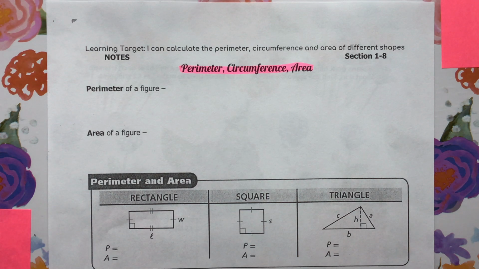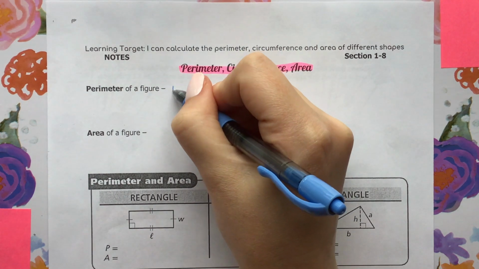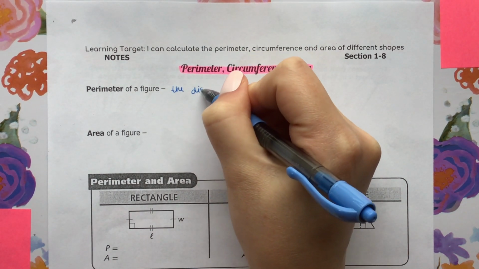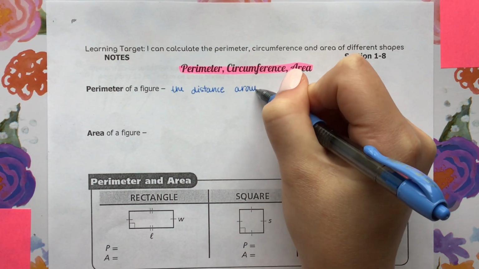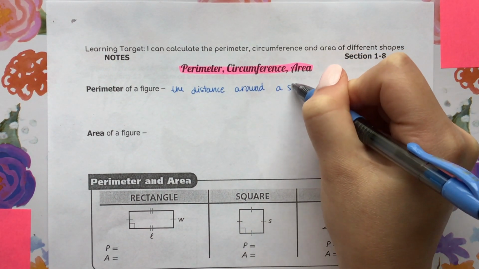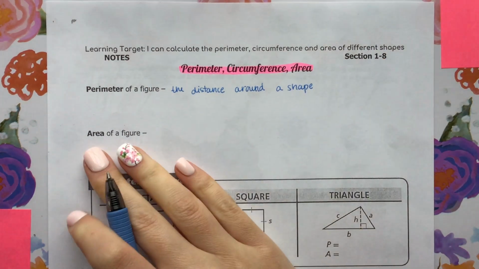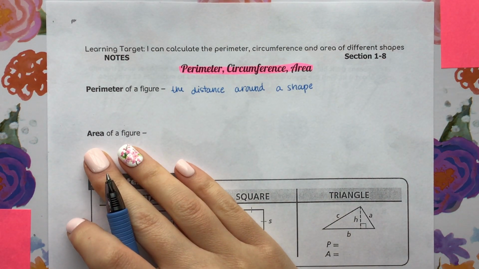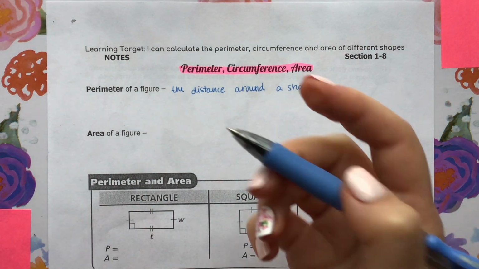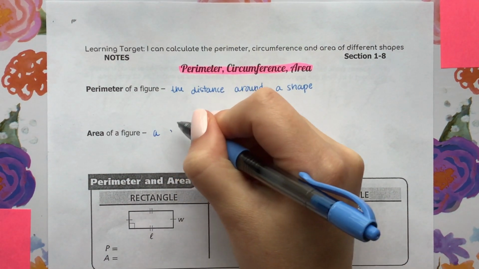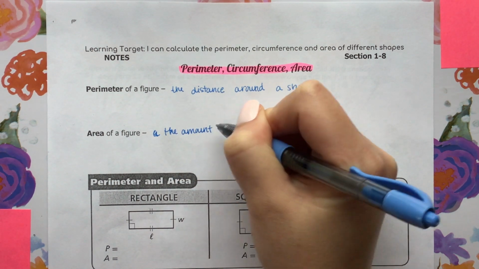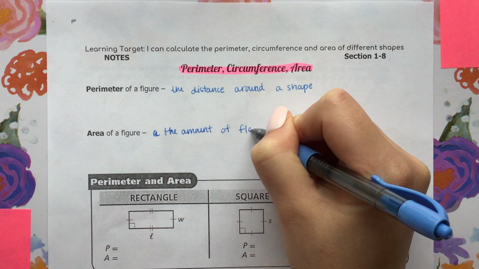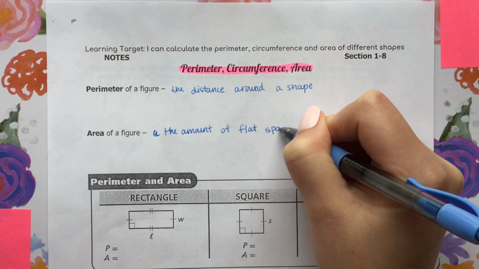So first, let's define the difference between perimeter and area. Perimeter is the distance around a shape. That's different than area. Area is the amount of flat space that a shape takes up.